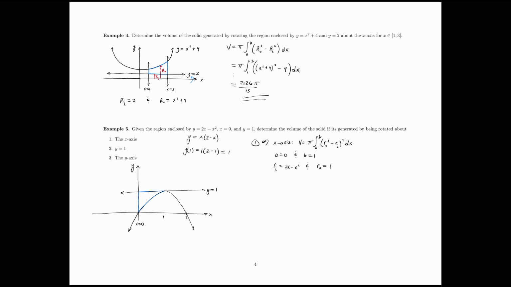So using all of these pieces, we can figure out the volume. So the volume V, therefore, is pi times the integral from 0 to 1 of the outer radius squared, so 1 squared minus the inner radius squared. The inner radius is 2x minus x squared.